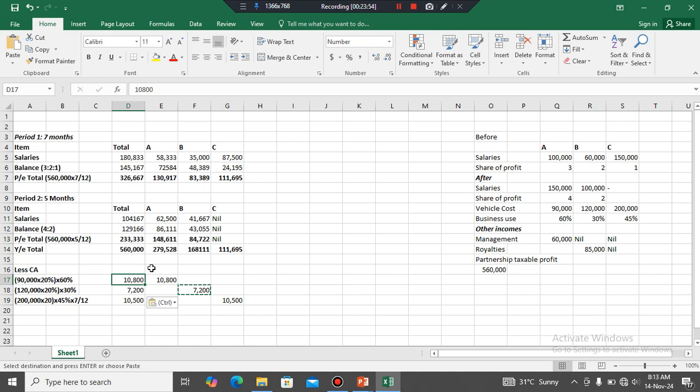So remember our lesson, these capital allowances. Let's begin with this side. So we're starting with A. So for A, it's 279,528 minus 10,800. It's giving us 268,728. Then for B, it's 168,111 minus 7,200. It's giving us 160,911.